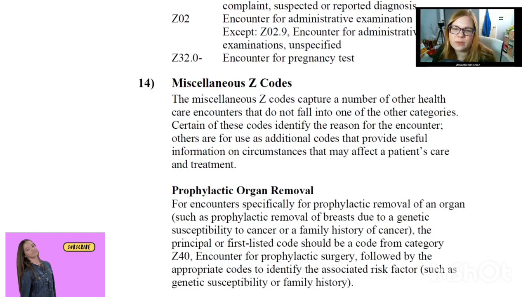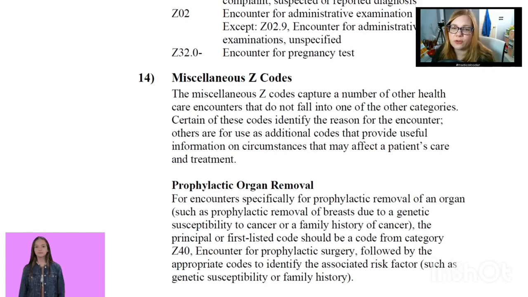Miscellaneous Z codes. So the miscellaneous Z codes capture a number of other healthcare encounters that do not fall into one of the other categories. Certain of these codes identify the reason for the encounter. Others are for use as additional codes that provide useful information on circumstances that may affect the patient's care and treatment.